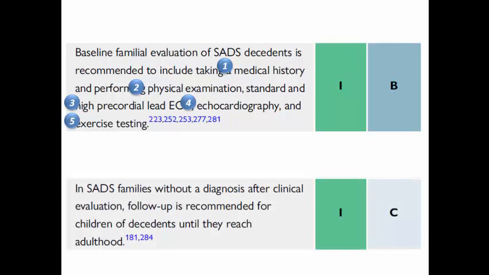And in families without a diagnosis after a clinical evaluation, follow-up is recommended for the children of the decedents till they reach adulthood, as there is a phenomenon called age-related penetrance: the child may have the abnormal gene, but he or she would not manifest the phenotype of the disease till adulthood. That's why you may need regular follow-up every 6 to 12 months.